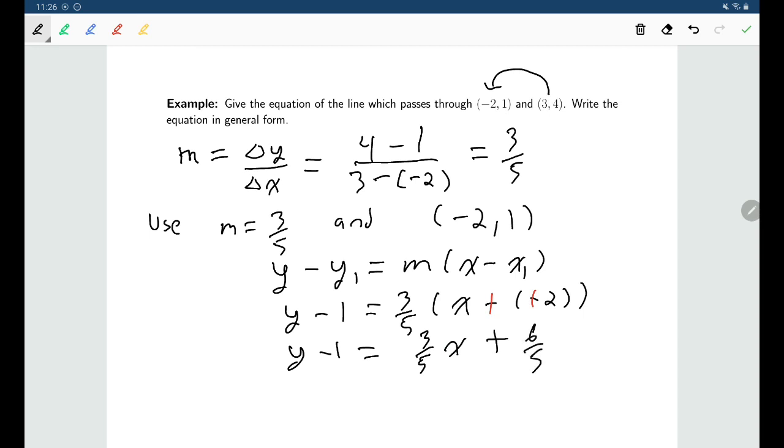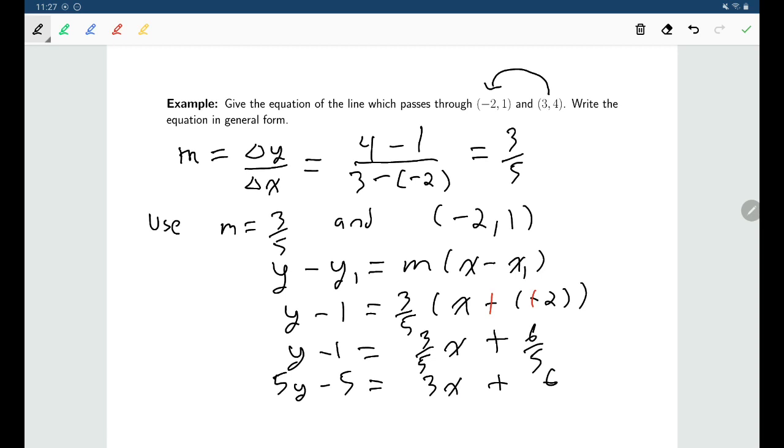And we want our equation in general form, so that means I want x's and y's on one side, constants on the other, and if I can, I'd like to have only integer coefficients. I don't really want fractions, so I'm going to multiply everybody by 5. If I multiply everybody by 5, on the left side I'll have 5y minus 5. And on the right side, multiplying everybody by 5 will get rid of all of those denominators of fractions. I'll have just 3x plus 6.